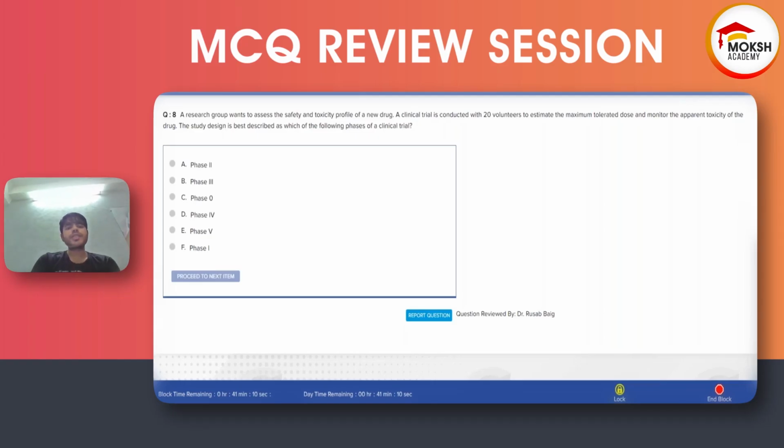A research group wants to assess the safety and toxicity profile of a new drug. A clinical trial is conducted with 20 volunteers to estimate the maximum tolerated dose and monitor the apparent toxicity of the drug. The study design is best described as which of the following phases of a clinical trial?